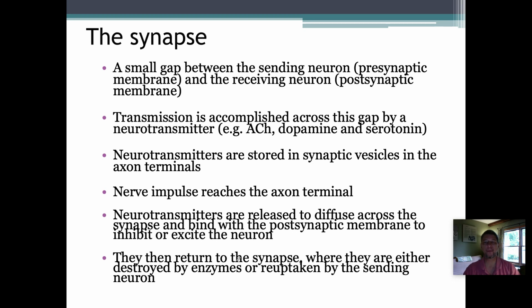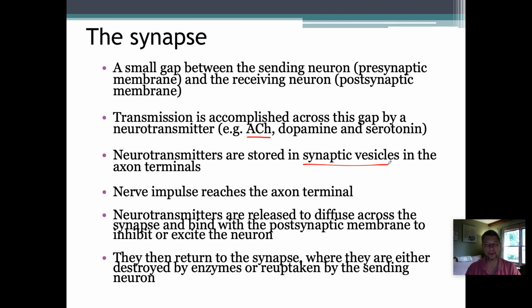Well, transmission is accomplished across this gap by a chemical that we call a neurotransmitter. All right, and there are some examples of these listed here. Acetylcholine, which is ACh, dopamine, and serotonin. And there's a few others as well. We're going to talk about each type of neurotransmitter and exactly what they do in the third of these 3 videos. Now, the neurotransmitters are stored inside the nerve cell in special containers that we call synaptic vesicles.